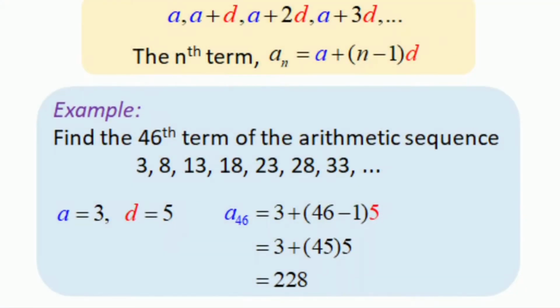We can see the example in this picture. Find the 46th term of the arithmetic sequence. a is 3, the common difference d is 5. To find the 46th term, we can use the formula that I said previously. T46 equals 3 plus 46 minus 1, and the common difference is 5. The next step is 3 plus 45, which is 46 minus 1, so it's 45, multiplied by 5. And the answer is 228.